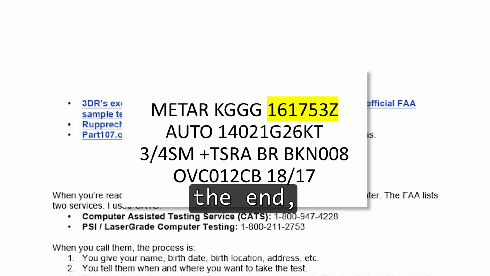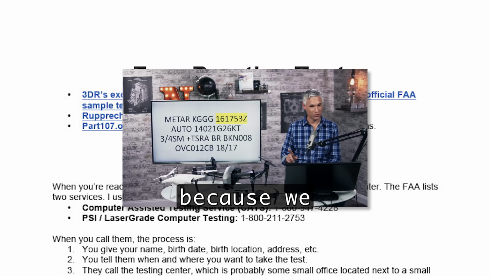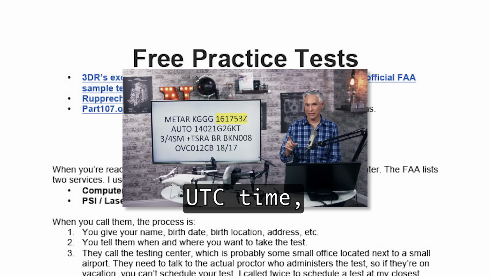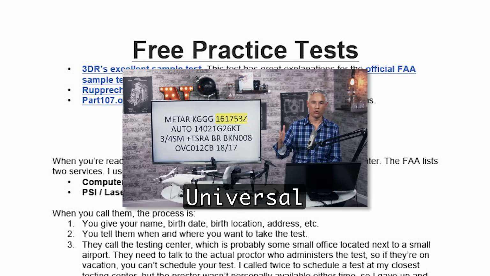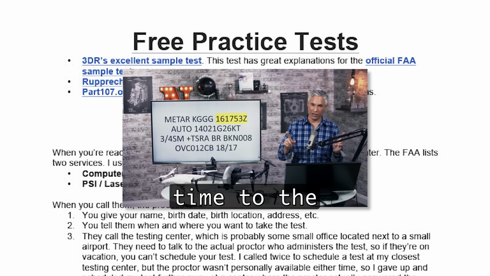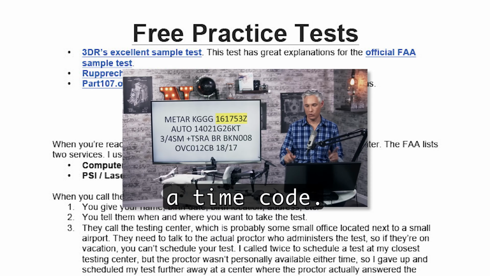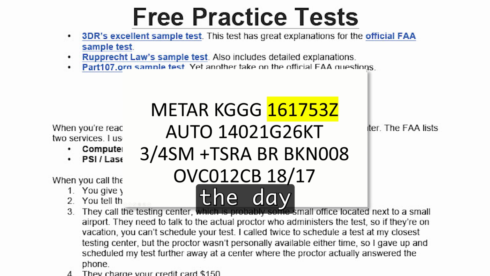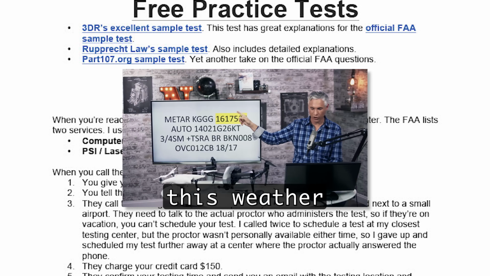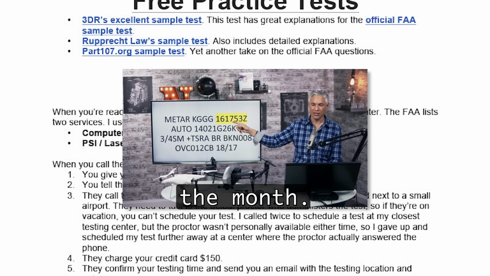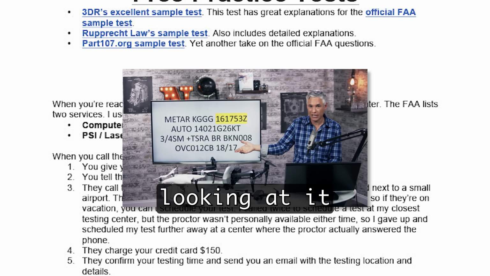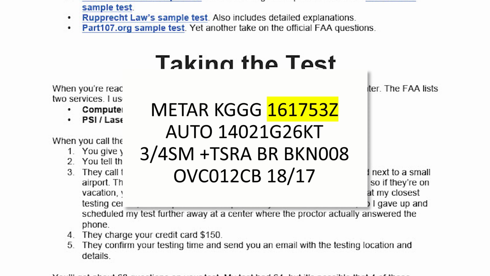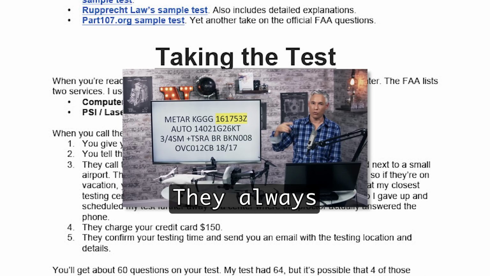That Z at the end, we call it Zulu because we talk like pilots do, indicates UTC time, like Greenwich Mean Time, universal time, not local time at the airport, but UTC time. So this is a time code. The first 2 digits of that time code, the 16, indicate the day of the month. So this weather report was issued on the 16th day of the month. They don't put the month because you're not going to be looking at it if it's a month old, right? And then the next 4 numbers, 1753, indicate the time of day. They always use 24-hour time.